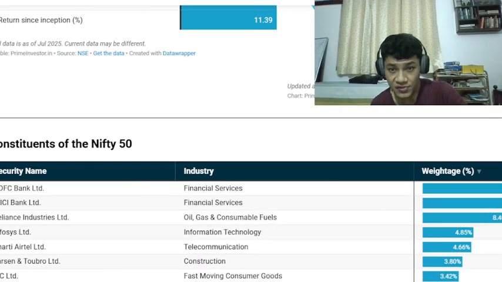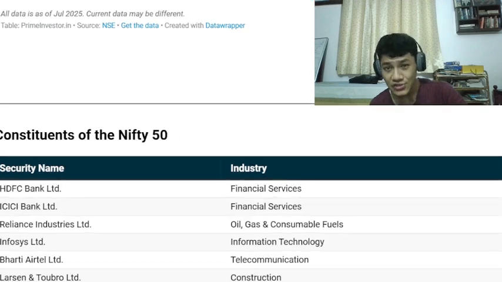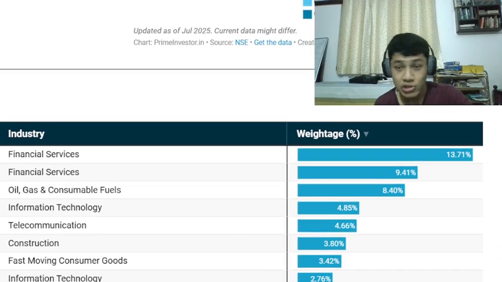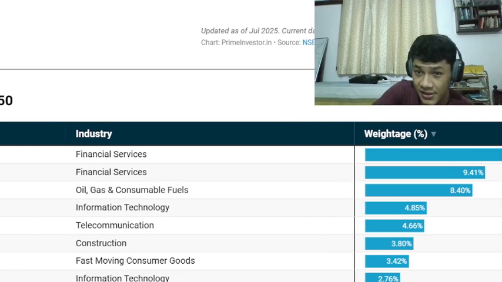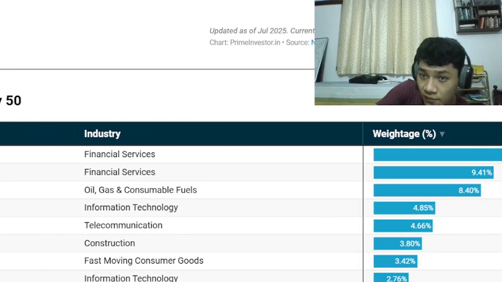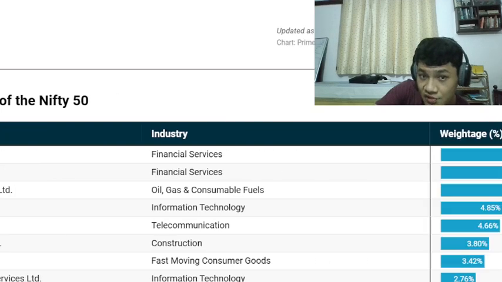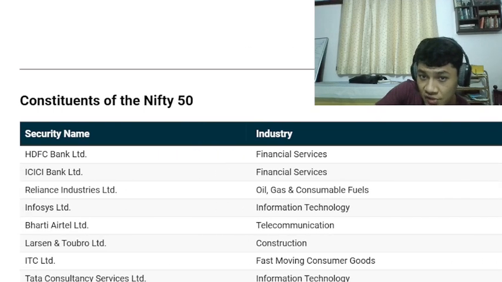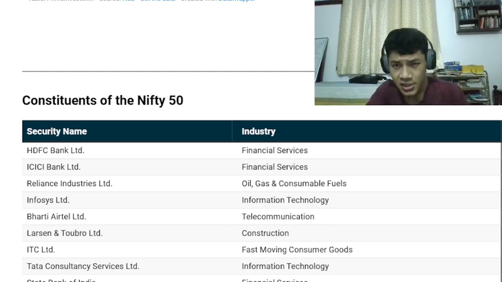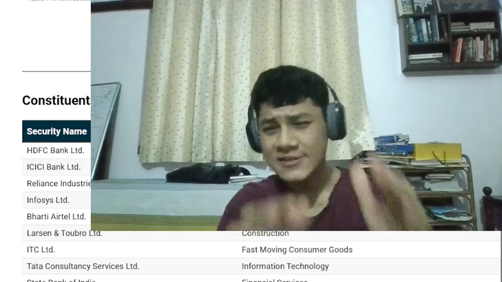Then constituents by company. The largest company here with the largest weightage is HDFC Bank, as of July 2025. 13.71% of the total Nifty 50 is HDFC Bank itself, followed by ICICI Bank, making up 9.41%. Then we have Reliance Industries, 8.40%. Now, you may wonder that Reliance is the largest company in India by market cap. So, why is it third?